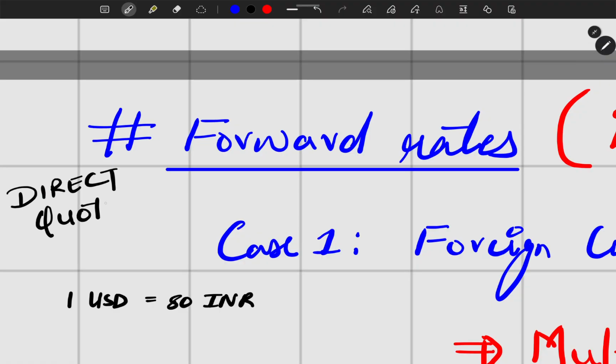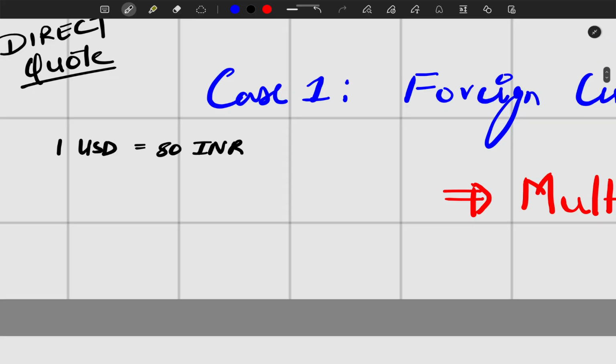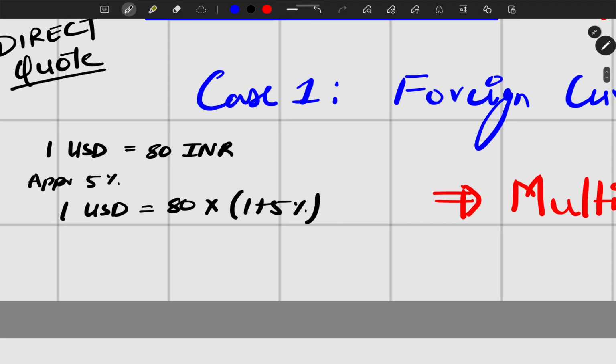Okay, and remember, direct quote means the foreign currency is in the denominator. So 1 USD equals to INR. I say that the USD appreciates by 5%. What do I mean by that? By the same $1, I am able to buy 5% more of INR. What is 5% more of INR? 1 USD equals 80 times 1 plus 5%. That is the appreciation of USD. That's 84, and that's what I have written here.